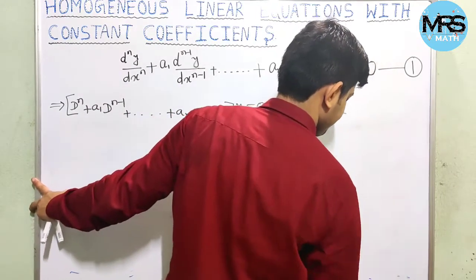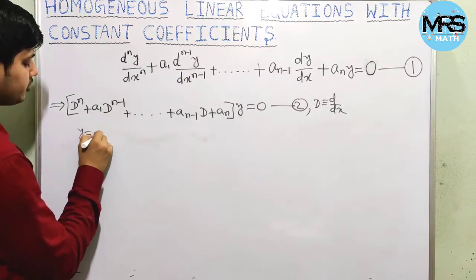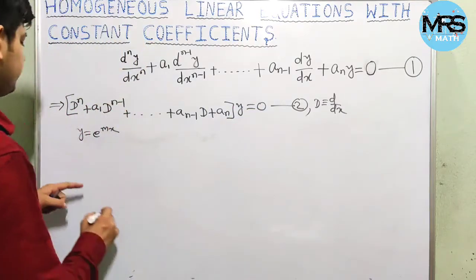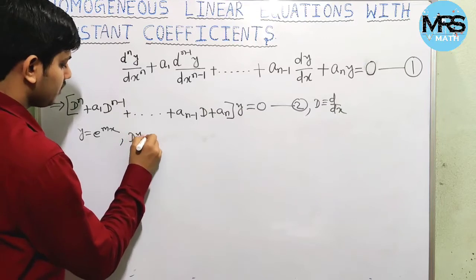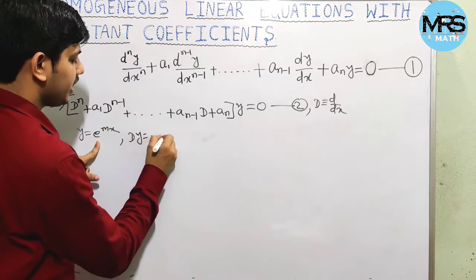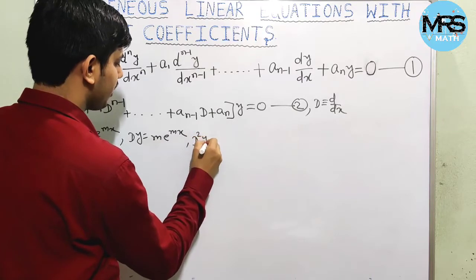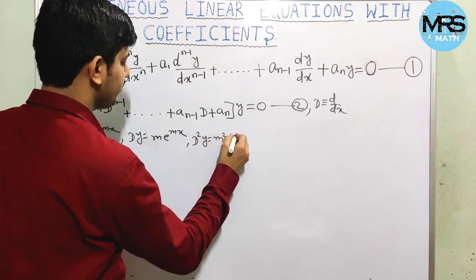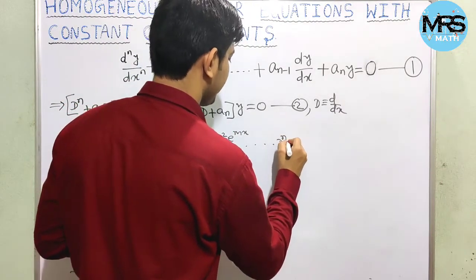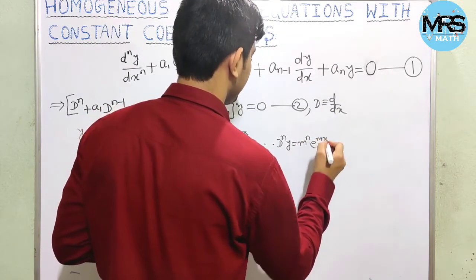We can assume that y equal to e to the power mx is a solution for equation number 2, right? Then the first derivative Dy will be m into e to the power mx. Similarly, D square y will be m square e to the power mx, and D to the power n y will be m to the power n e to the power mx, right?